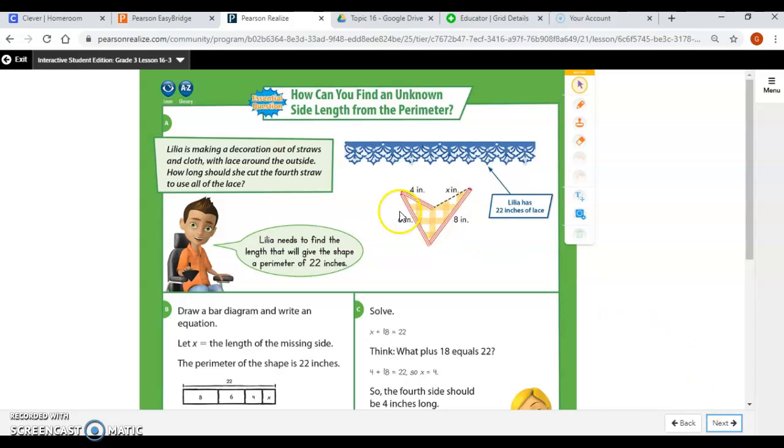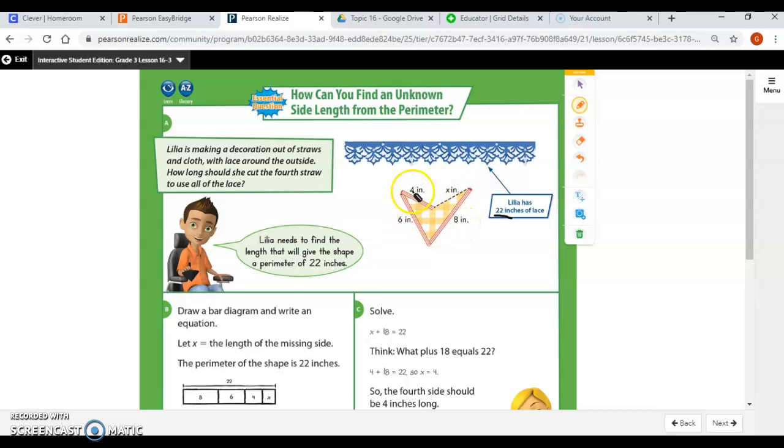Here's another example. Lilia is making a decoration out of straws and cloth. With lace around the outside, how long should she cut the 4th straw to use all the lace? So we need to look at the information that is given to us. She has 29 inches of lace. We have 8, 6, and 4 are the side lengths they have given us, and we need to find X. So again, thinking what we did on the first problem, we need to use that same sort of thinking.